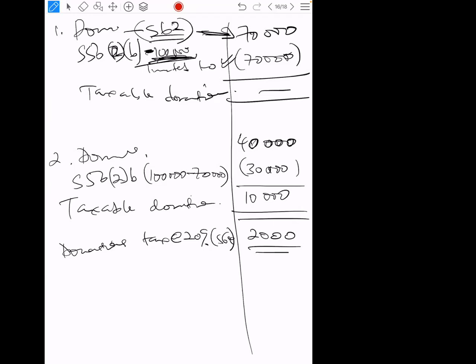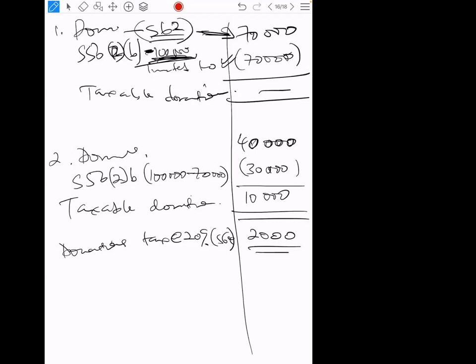Then they go on to say in B there, that if you don't choose, SARS can determine the order. But the default is the order in which the donation was made.